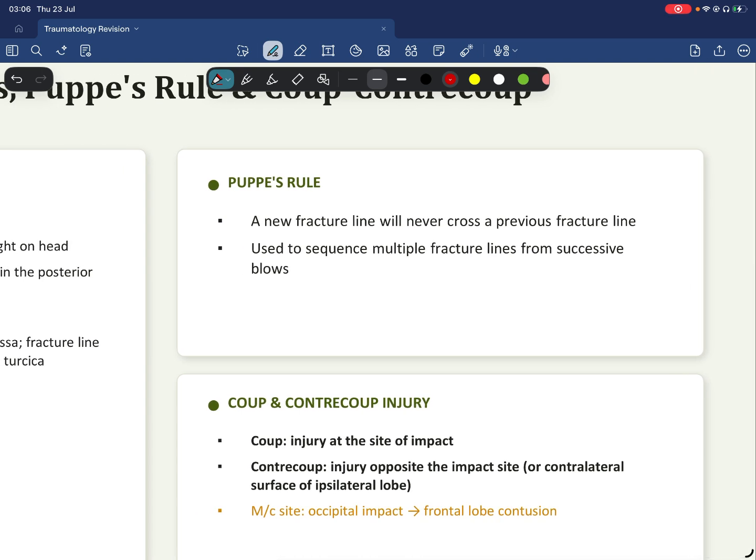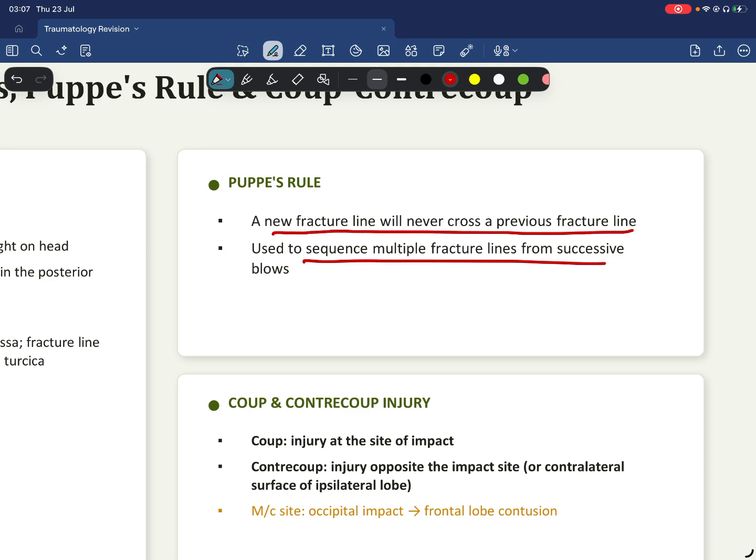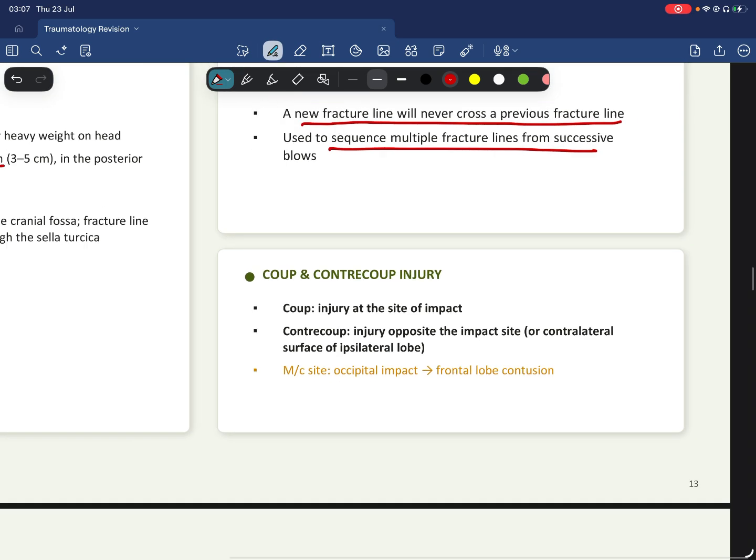Puppe's rule is that a new fracture line will never cross a previous fracture line. It is used to sequence multiple fracture lines from successive blows.